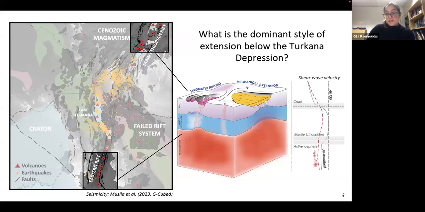So what we're going to do is use the seismic velocity profiles and structure that we're going to derive to try and understand whether rifting was more magmatic or more mechanical, and therefore different to the surrounding regions.